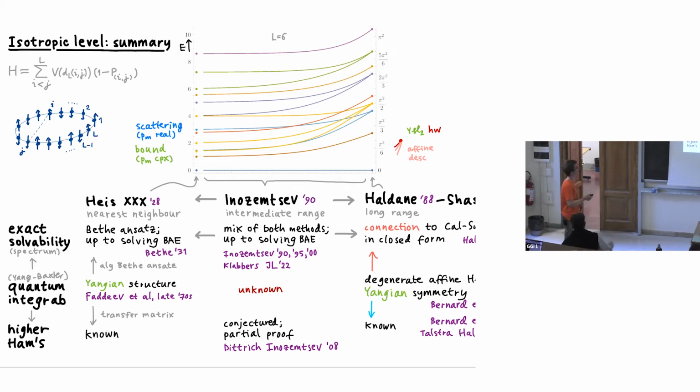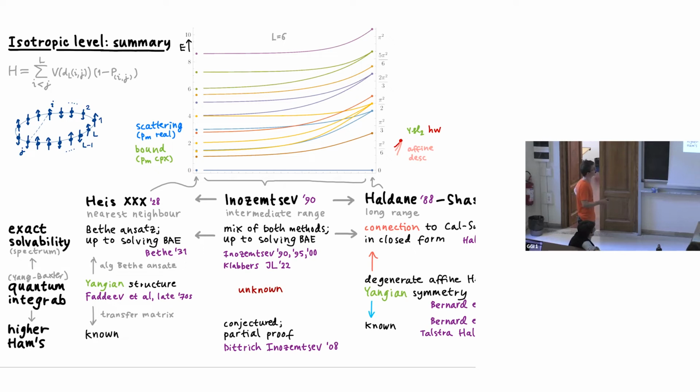Okay, right. So let's compare this to Haldane-Shastry. For Haldane-Shastry, instead, we use this connection to the Calogero-Sutherland model, which I outlined before, and it gives a closed form description of the Yangian highest weight vectors. So this is simpler in the sense that we don't have to solve Bethe equations anymore, and we really have an exact description of the spectrum. This came, as I showed you before, from an underlying degenerate affine Hecke algebra and a related Yangian symmetry. And again, it also gives this family of higher Hamiltonians.